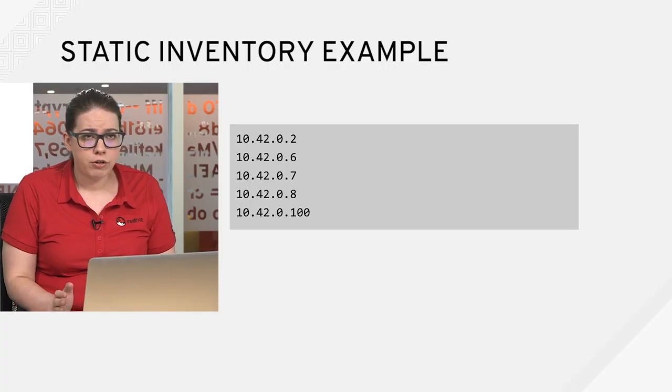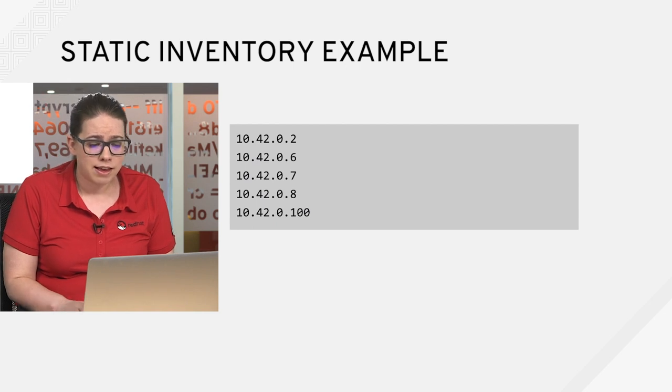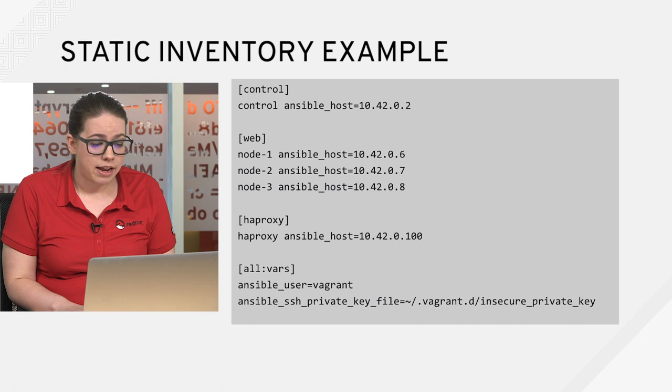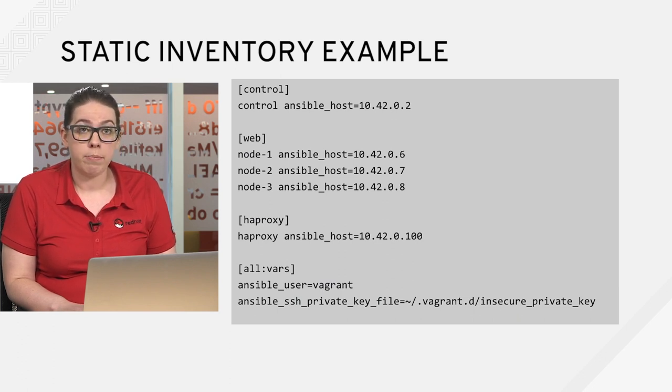This is a static inventory example. It's freeform, listed by IP address, nothing crazy. But if I clean that up a bit, I'm going to get this host file, which is in any format, and it's separated now into groups. So I have a control group, a web group, and an HA proxy group.